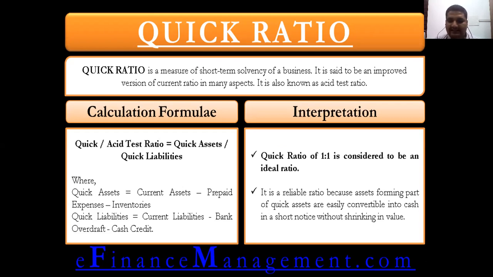So, interpretation we can see here: a quick ratio of 1:1 is considered to be an ideal ratio. It is a reliable ratio because assets forming part of quick assets are easily convertible into cash in the short term without shrinking in value.